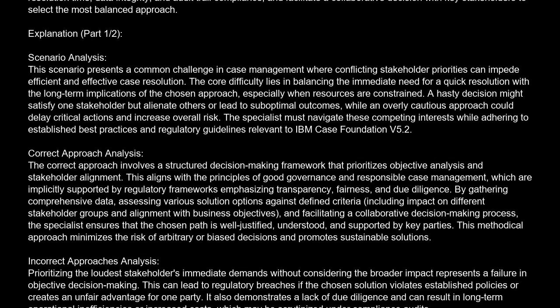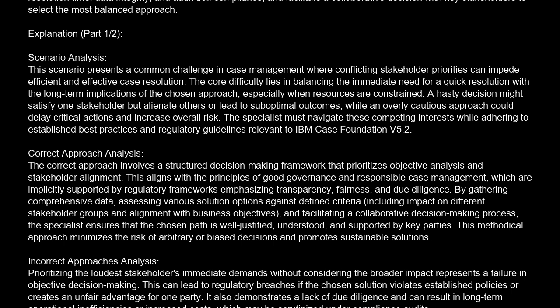The correct answer is C. Conduct a thorough analysis of the root causes of delays. Evaluate multiple solution options based on their impact on resolution time, data integrity, and audit trail compliance, and facilitate a collaborative decision with key stakeholders to select the most balanced approach.